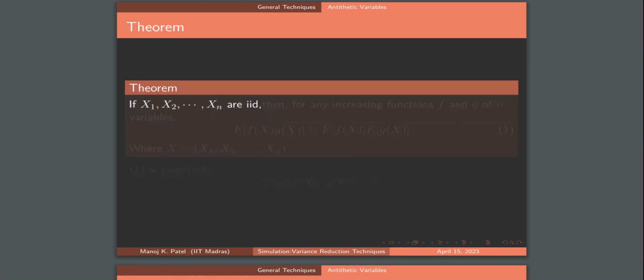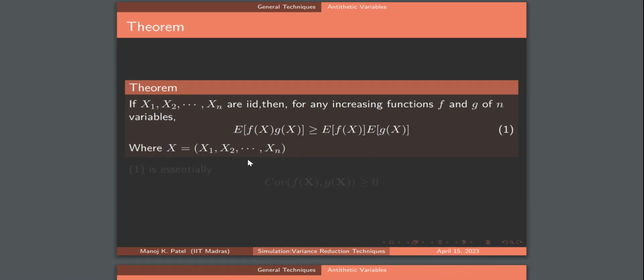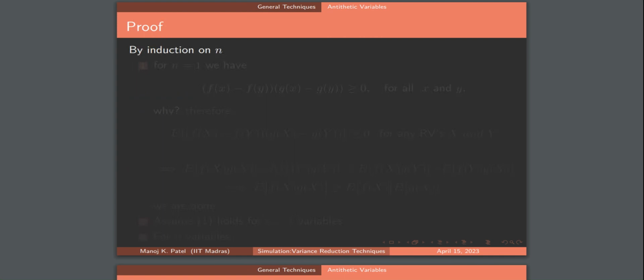If X1 up to Xn are independent and identically distributed, then for any increasing functions f and g, the expectation of f(X) times g(X) is greater than or equal to the expectation of f(X) times the expectation of g(X). This is essentially saying that the covariance of f(X) and g(X) is greater than or equal to 0.